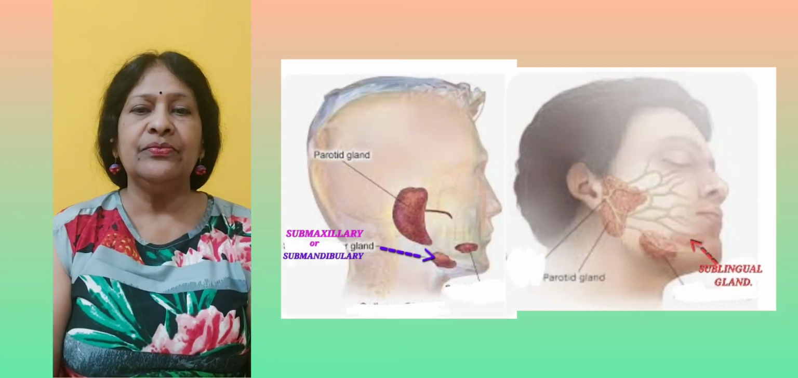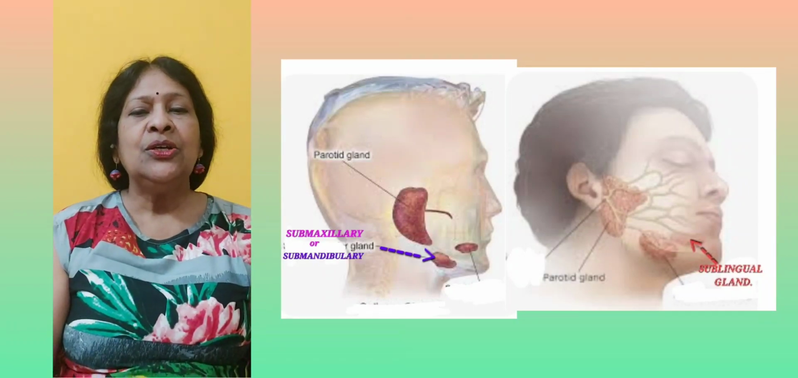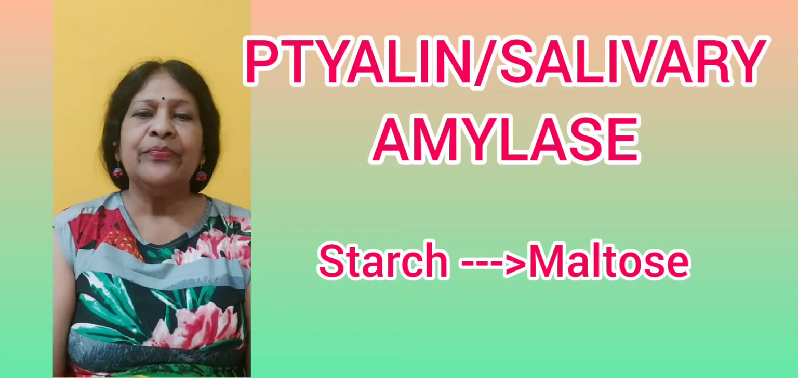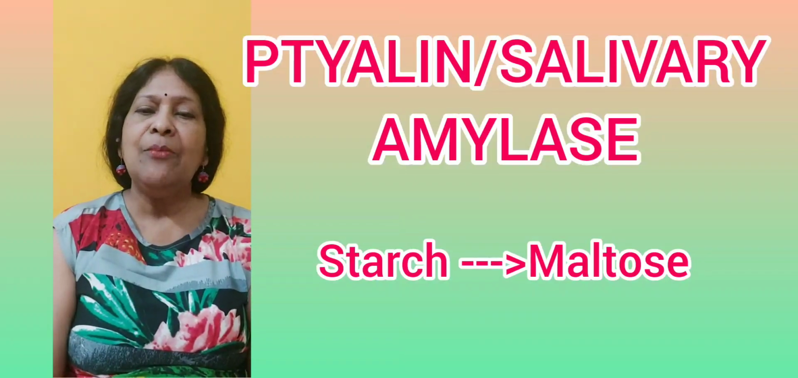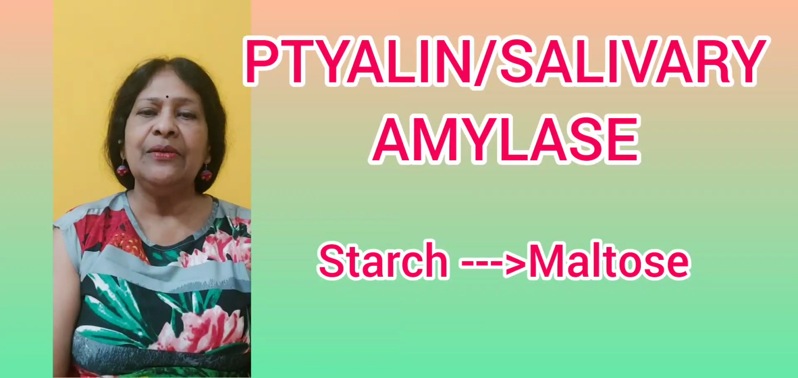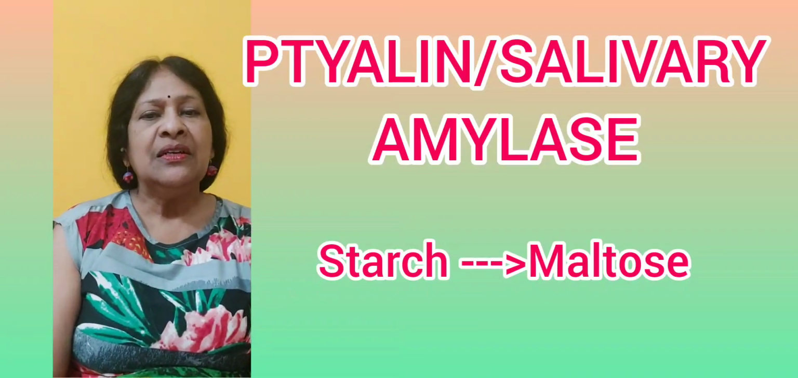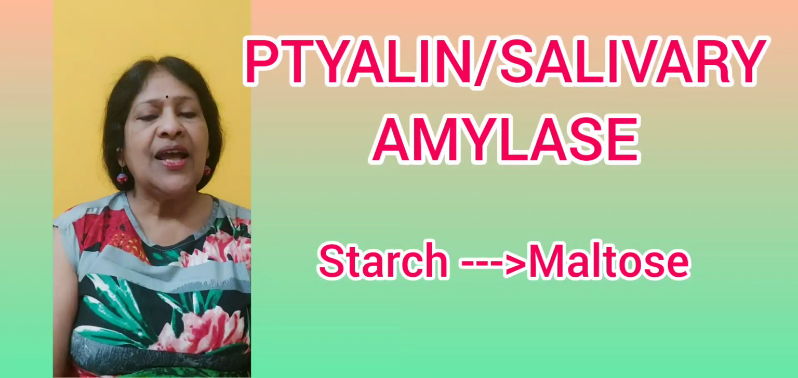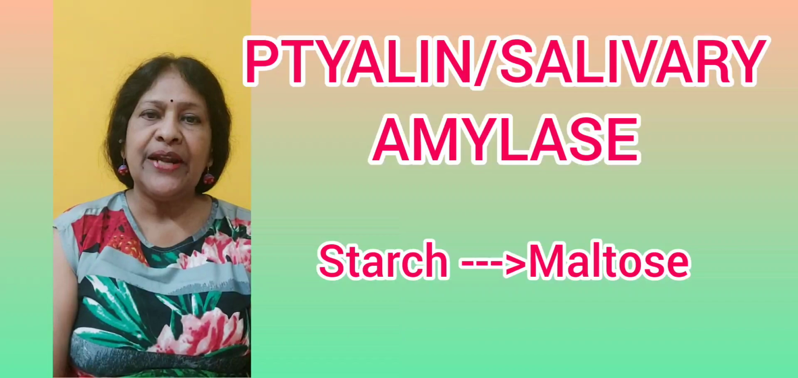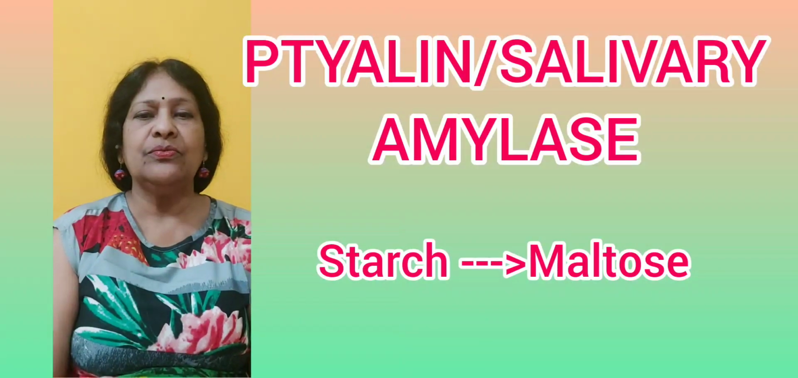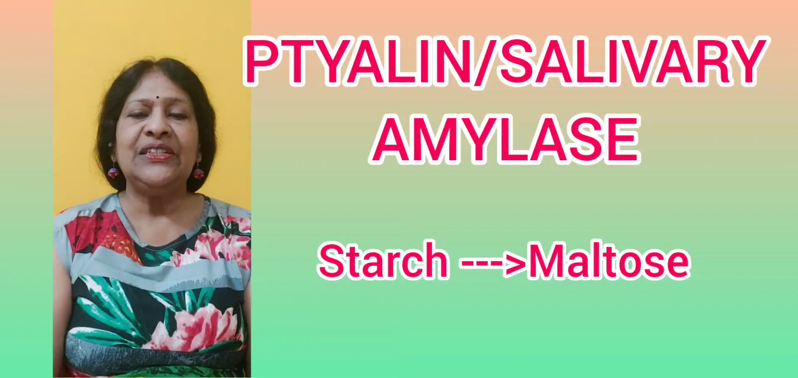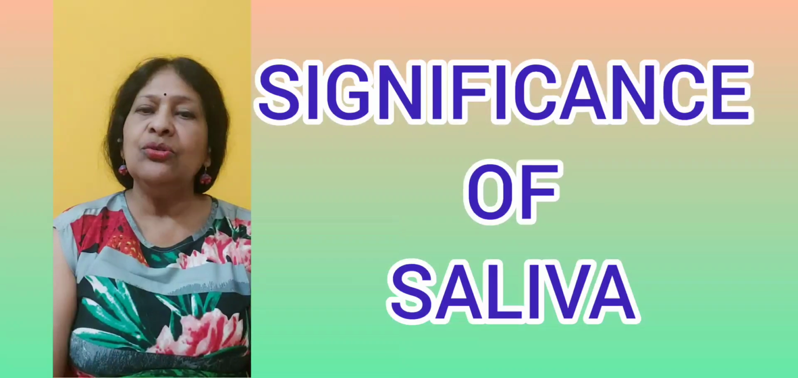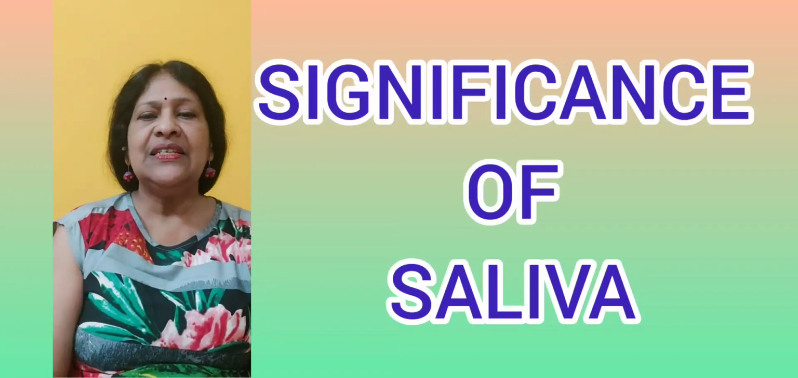mucus-like in nature. And these together have also little amount of salts present in them, and indeed the salivary amylase, that is ptyalin, which helps in the process of digestion. This ptyalin or the salivary amylase acts on starch and converts it into an intermediate product called maltose. What other functional activities does the saliva do in our body? Let us know the significance of saliva.